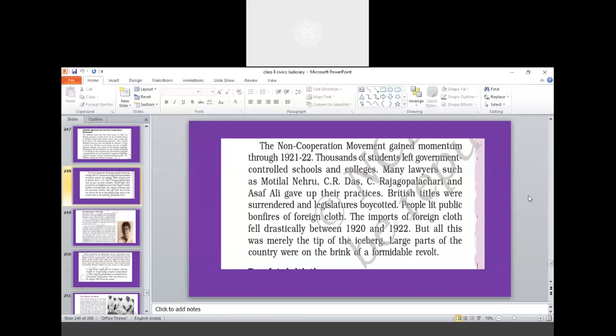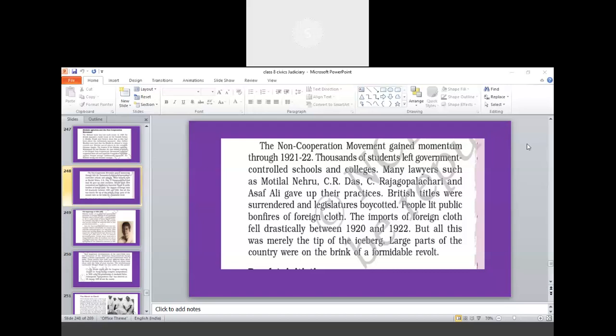Non-cooperation movement was the first movement started by Mahatma Gandhi. Non-cooperation movement gained its momentum from 1921 to 1922. Mahatma Gandhi led basically three major types of movements. First one is called non-cooperation movement. Second, civil disobedience movement. Third, Quit India movement. First, non-cooperation movement from 1921 to 1922. Civil disobedience movement, that is Dandi March in 1930. Quit India movement in the year 1942.